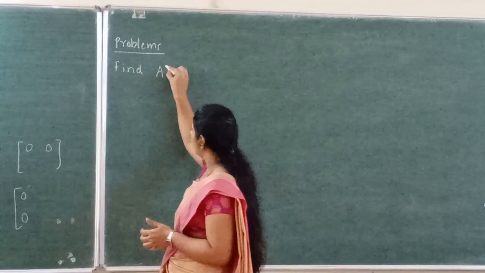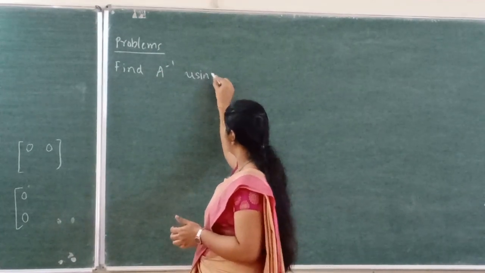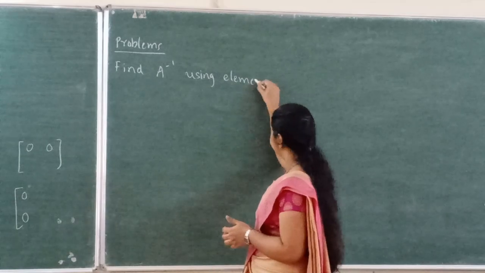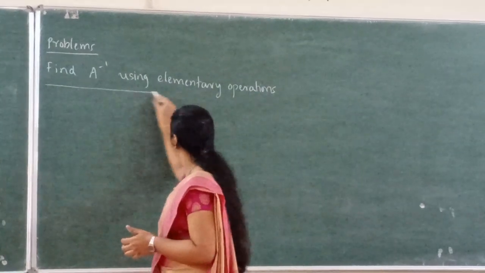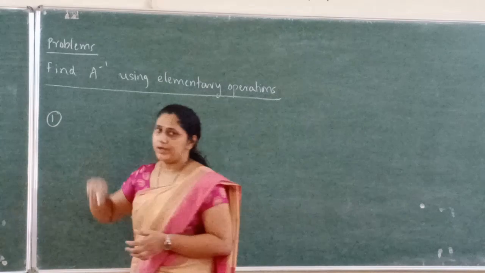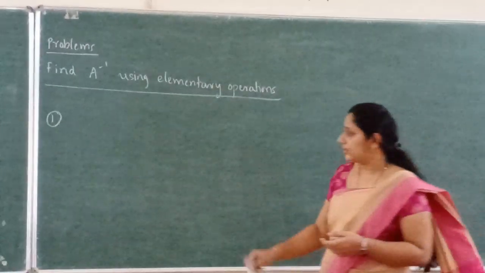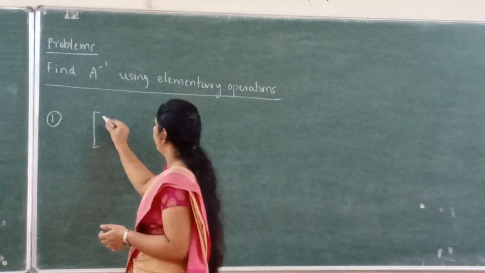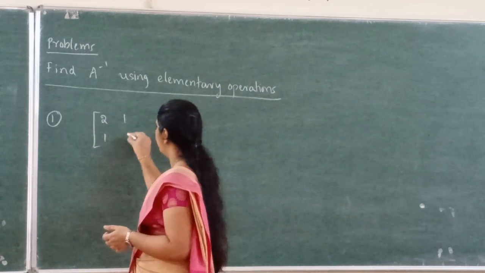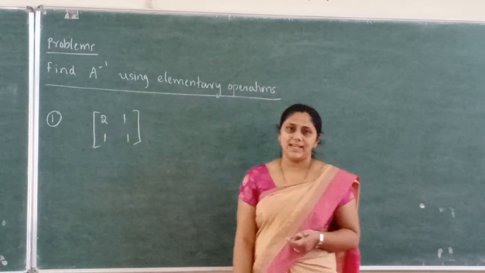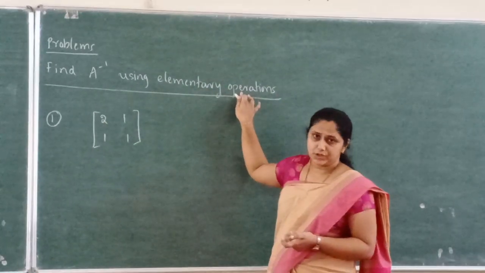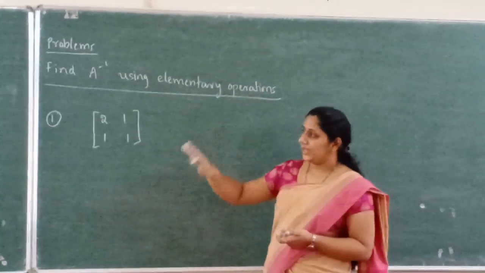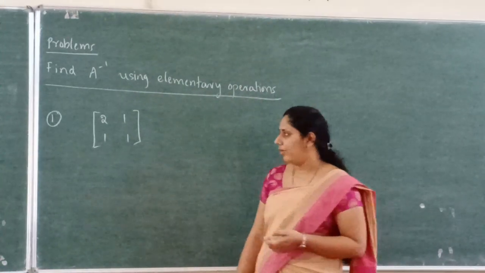Find A inverse using elementary operations. The first question is matrix 2, 1, 1, 1. So matrix A is given. You have to find A inverse using elementary operation. Here you can use either row operation or column operation.